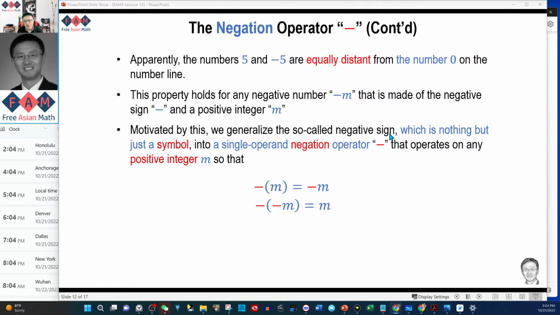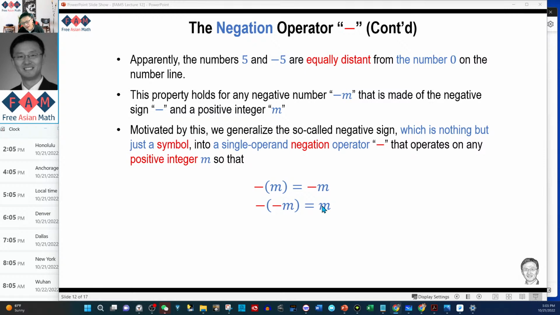What does this mean? Well, remember, for now, m is still a positive integer, right? After using this negation sign, we get a negative integer. Remember, this negative 5 inside this second parenthesis in this second expression is what we have on the right-hand side in the first expression. So we are trying to use this operator again, but this time the operand is a negative integer, negative m, which itself is the negation of m.